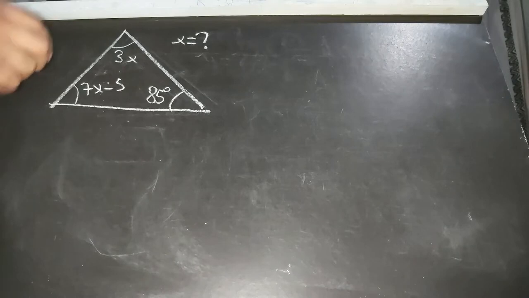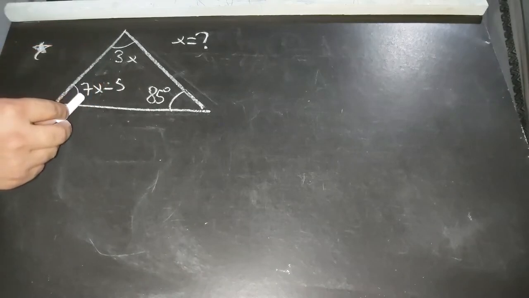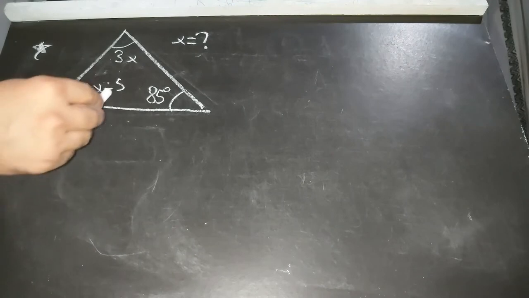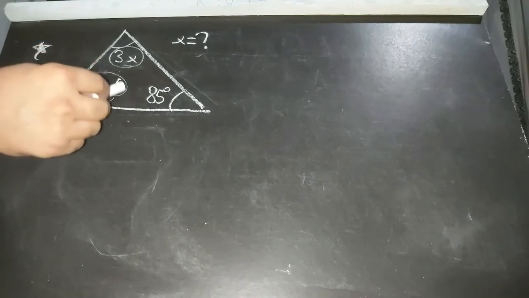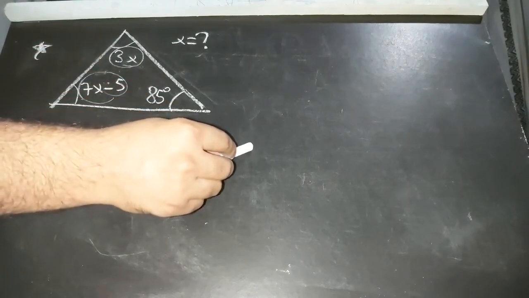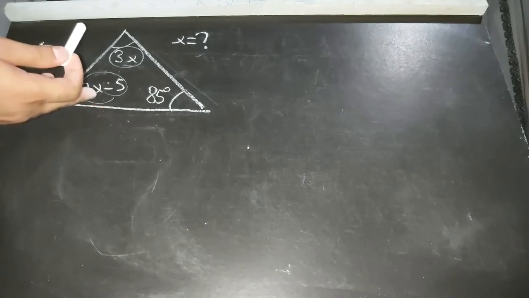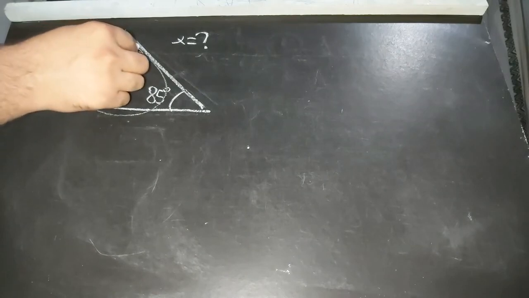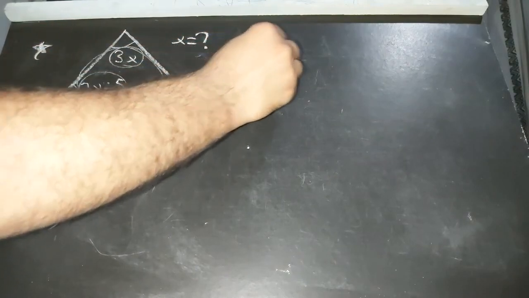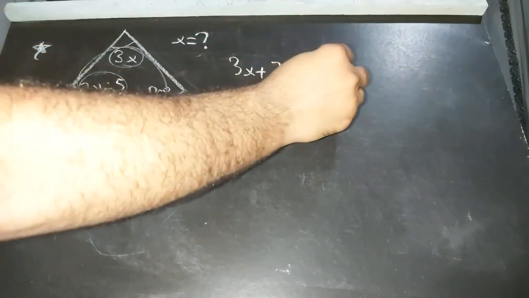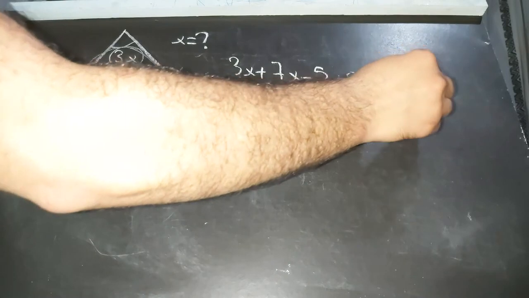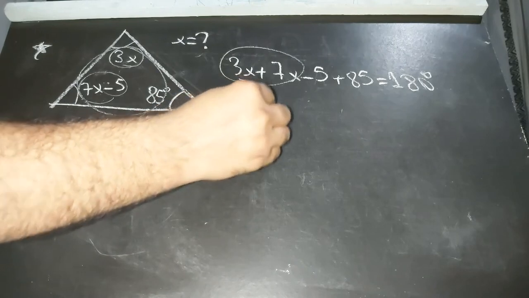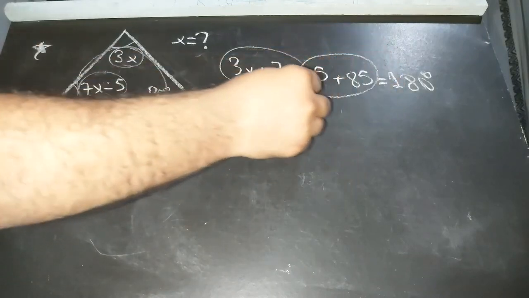So the other question is that this is 3x, this is 7x minus 5, this is 85. Remember I told you sometimes they are going to come back like this one. See, angles are 7x minus 5. That's why I said the second method is important for this question. Now what you do, you add them up and equalize to 180. That will be 3x plus 7x minus 5 plus 85 equals 180. So now 3x plus 7x will be 10x. Negative 5 plus 85 will be 80.